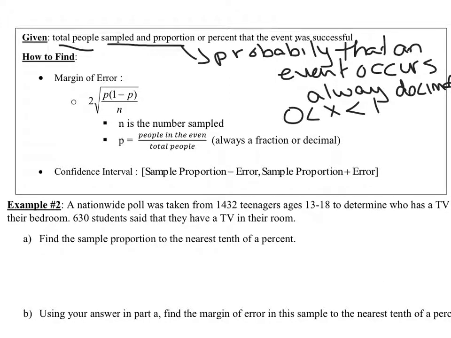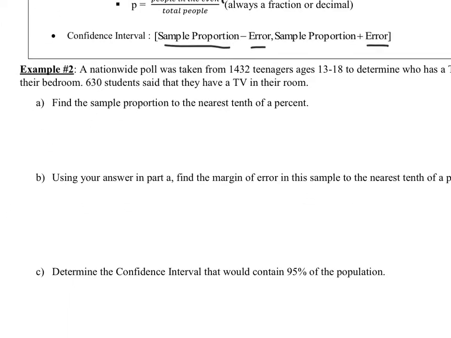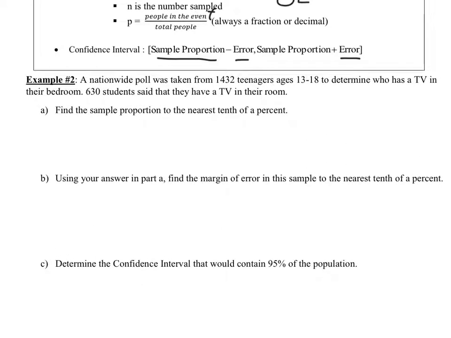So n is the number of people sampled. And the people in the event, divided by the total people, is technically the probability. Then we do the same exact thing we did before: this sample proportion, which is our probability, plus or minus our margin of error, gives our confidence interval. So this is the second kind. Let's look at an example with that.